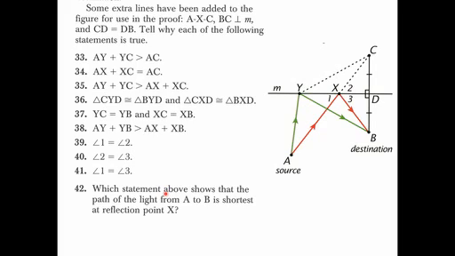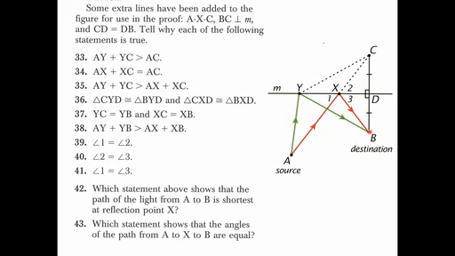Finally, they ask which statement above shows that the path of light from A to X to B is indeed the shortest. Which statement shows that the angles of the path from A to X to B are equal? So for 42 and 43, we're looking for one of these statements up here.